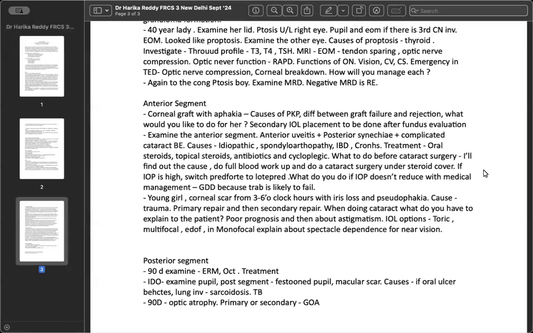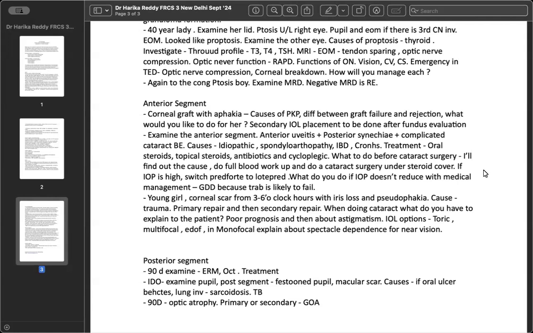And they asked me, okay, since you said this patient has complicated cataract, what would you like to do before cataract surgery? So I told him, based on the cause, I will do a full blood workup and do cataract surgery under steroid cover. So they asked me, okay, since you're giving steroids, what if there's a high IOP? I told them switch to a lower potency steroid, like switch from Pred Forte to Lotepred. They asked me, what would you do if IOP doesn't reduce with medical management? I told them you would have to do GDD because TRAB is likely to fail.